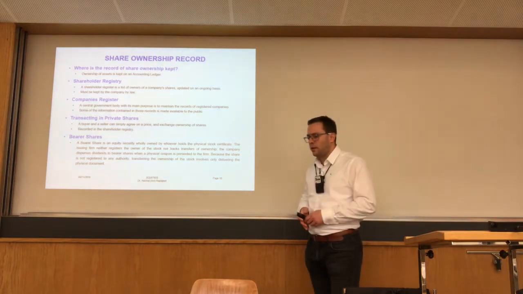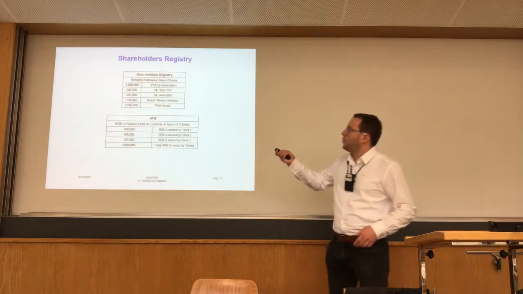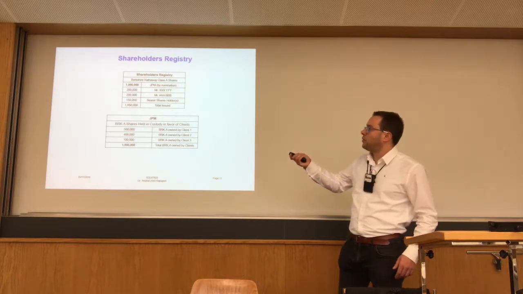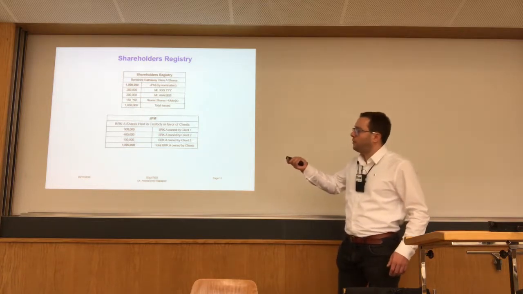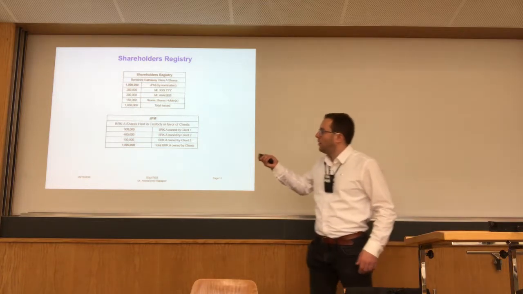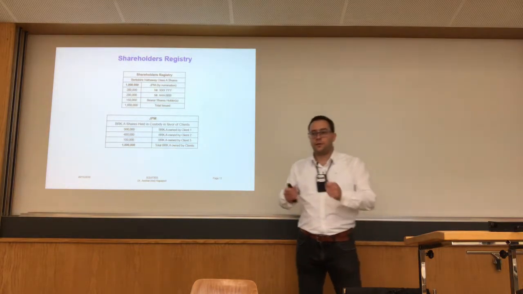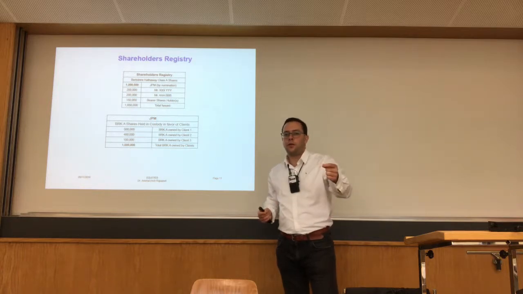It used to be that this would be the shareholder registry of maybe Berkshire Hathaway's. 200,000 shares are owned by Mr. X, 200,000 owned by Mr. A, and 150,000 are to the bearer shareholders. That means that it's a physical certificate that identifies the owner, but without a name.